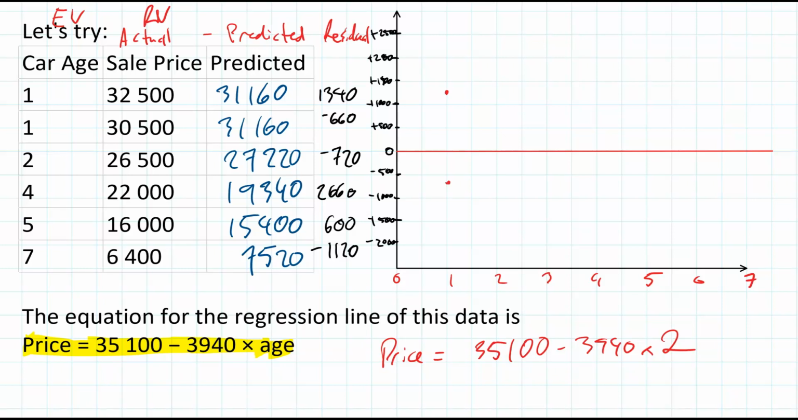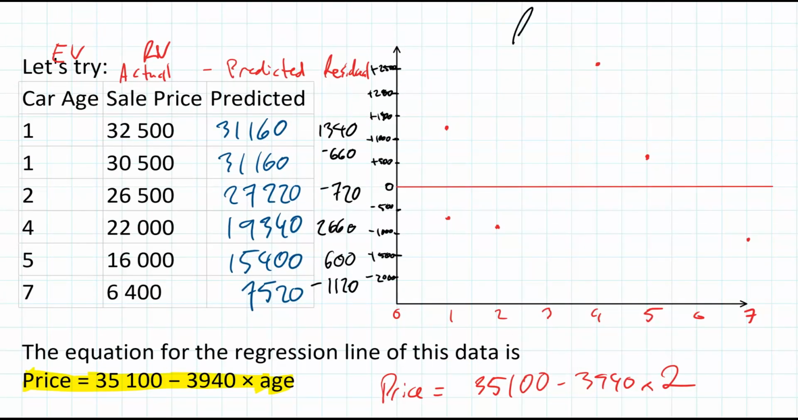And then I'm going to go across to car age 2. The residual is negative 720, so that's going to be about there. Car age 4, residual is 2,660, so that's up here. Car age 5, the residual is 600, so that's going to be just over there. And car age 7, the residual is negative 1,120, so that's going to be about there. Okay, so that is our residual plot.